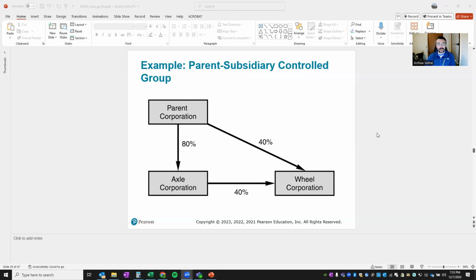So here we've got some examples of what the parent subsidiary control group looks like. Here you can see the parent corporation owns 80% of Axle Corporation. So this is a parent subsidiary control group. But the parent also owns 40% of Wheel Corporation. And Axle also owns the other 40%. So therefore, because this is 80 and the parent corporation indirectly owns the 40 through Axle, this is all part of a control group.